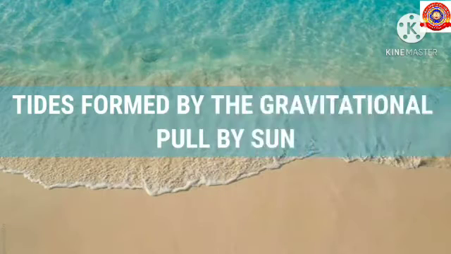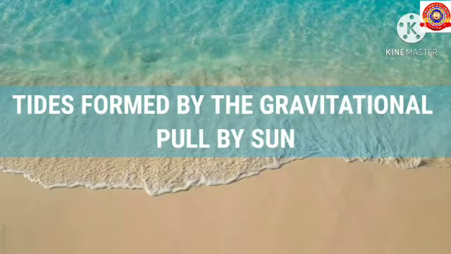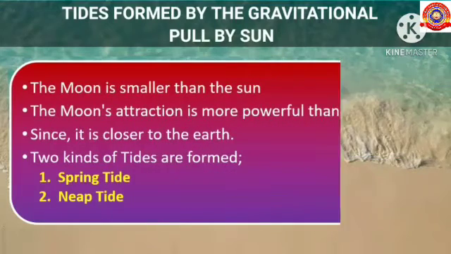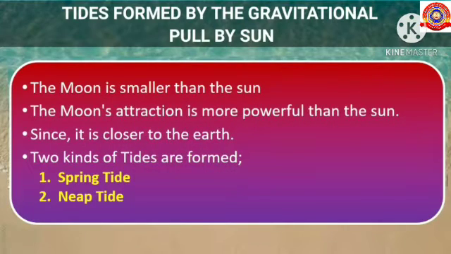Students, let's see the second tide formation by the gravitational pull exerted by the sun. The moon is smaller than the sun. The moon's attraction is more powerful than the sun. It is closer to the earth. So two kinds of tides are formed. First one, spring tide, and second one, neap tide.